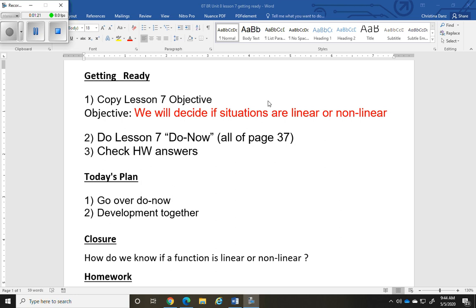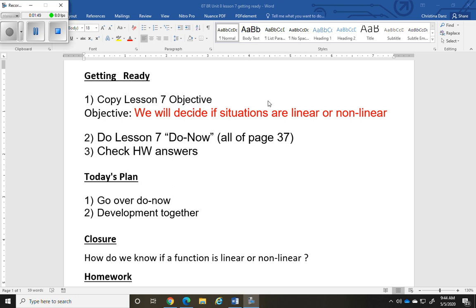When we're given a table of values, we learned that we can find the rate of change. Rate of change is like finding the slope, remember, the change in y over the change in x. If the rate of change is constant, then it's linear. If the rate of change is not constant, then it's not linear. So depending on how the problem is presented to you, depends on what you look at to decide linear or not. So you have a do now, which is all of page 37.